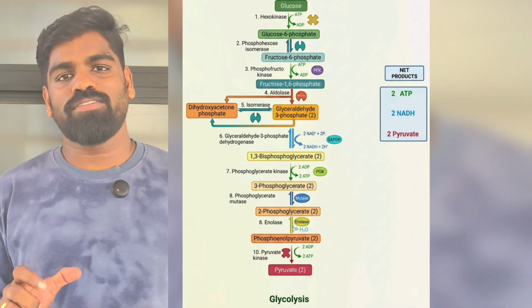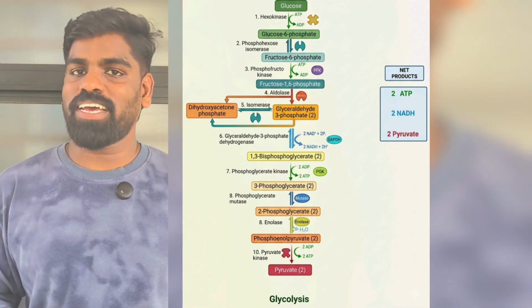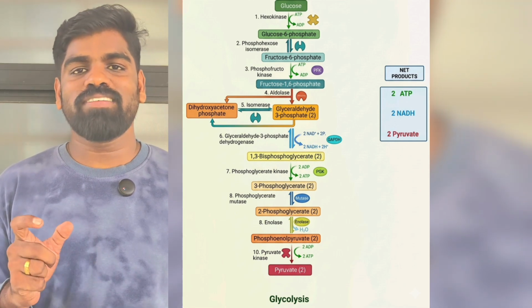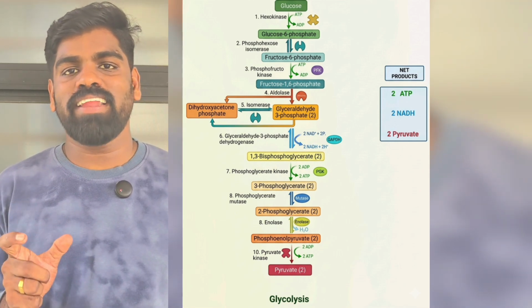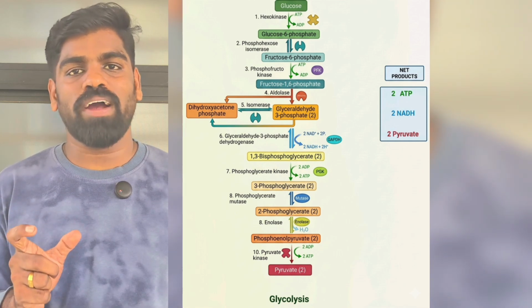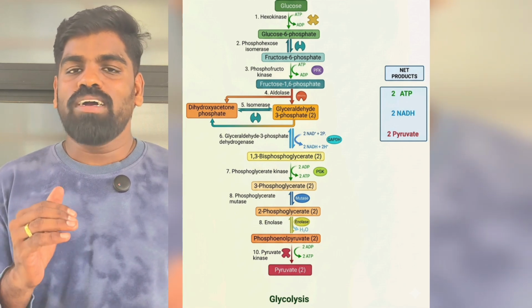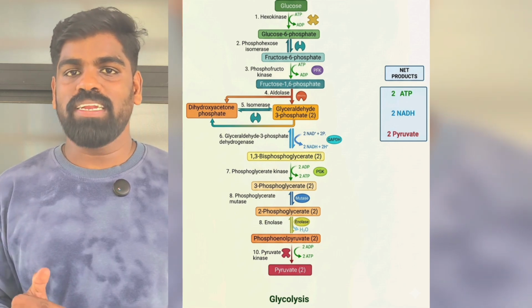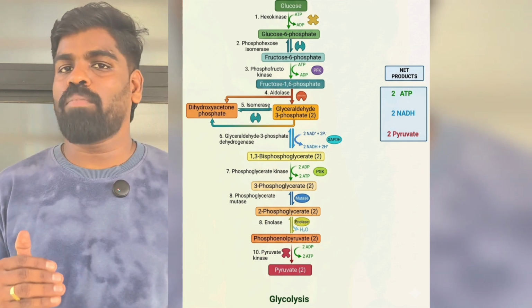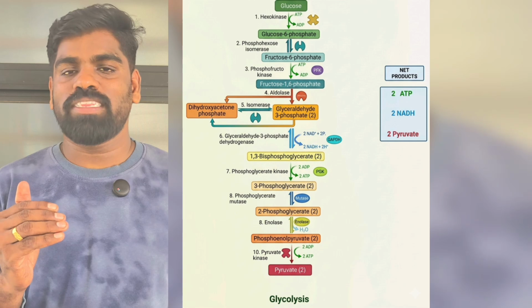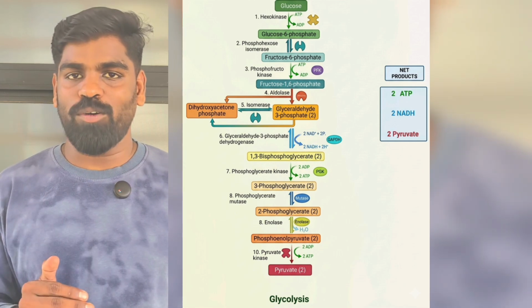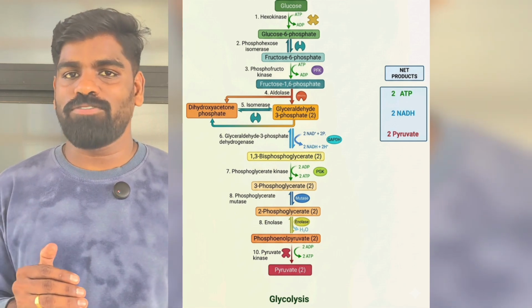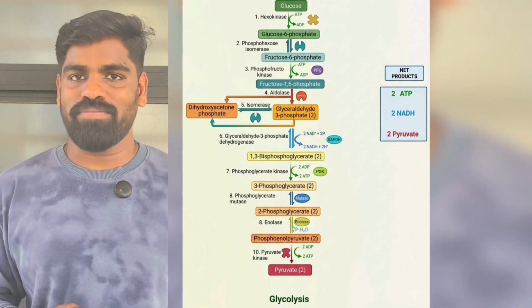Now the entire process of glycolysis takes place in the cytoplasm. Glycolysis doesn't require oxygen. Glycolysis is also called the EMP pathway, because Embden, Meyerhof and Parnas are the scientists who discovered glycolysis. So this glycolysis is also called the EMP pathway.